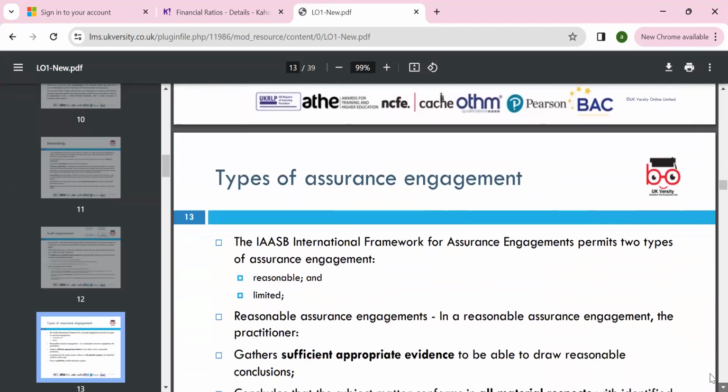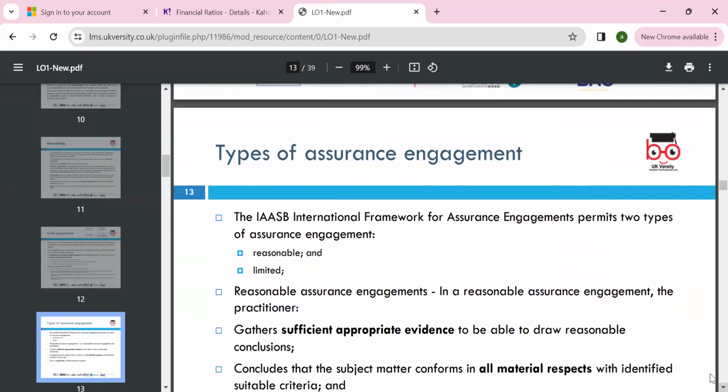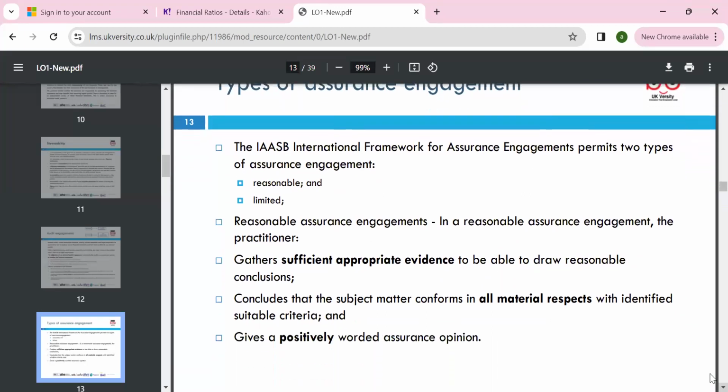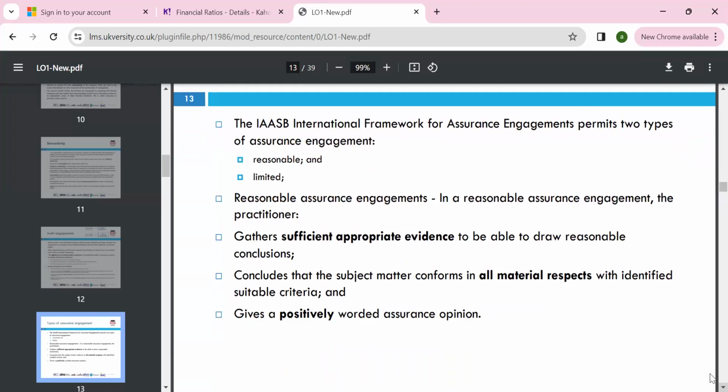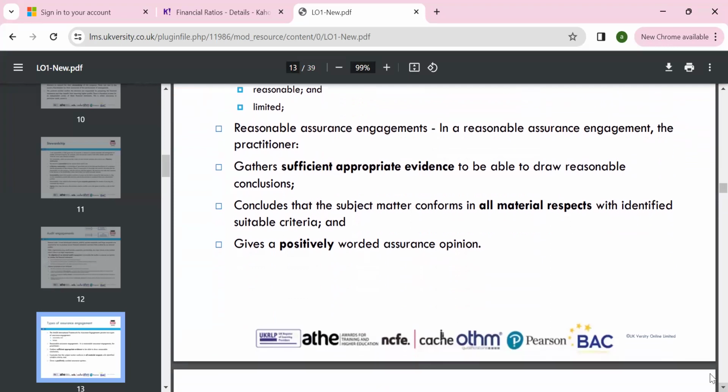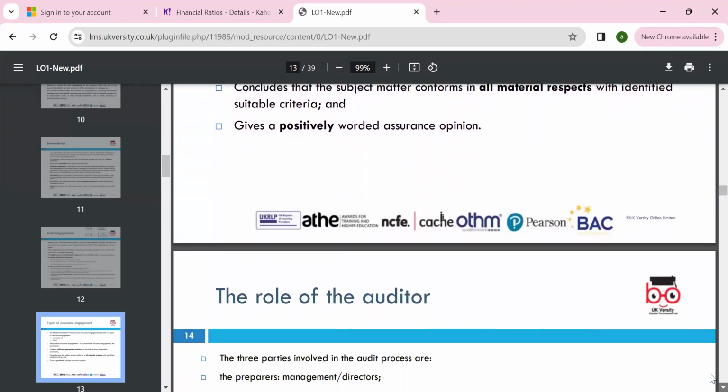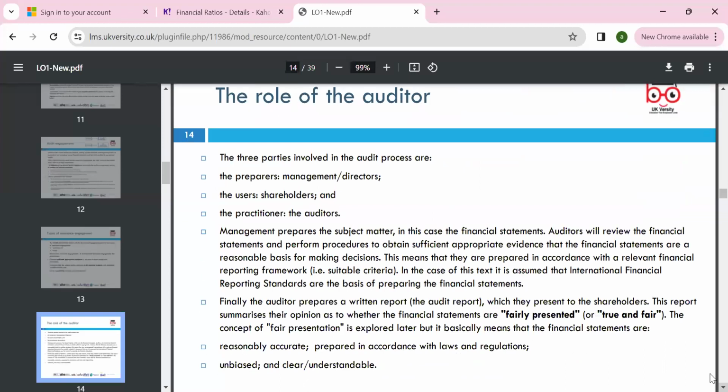Okay, so types of assurance: according to the International Accounting Standards Board, there are two types, reasonable and limited. Reasonable assurance is an assurance engagement in which practitioners obtain sufficient appropriate evidence to draw a reasonable conclusion. All material matters need to be identified. Next, the roles: there are three parties involved in the audit process.